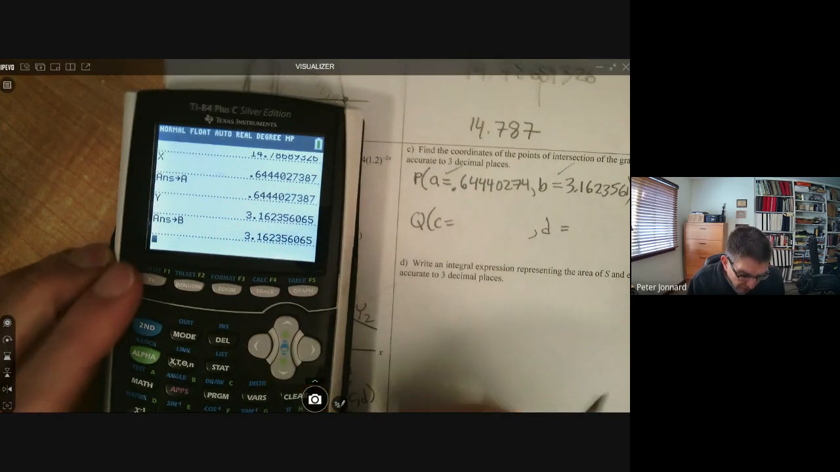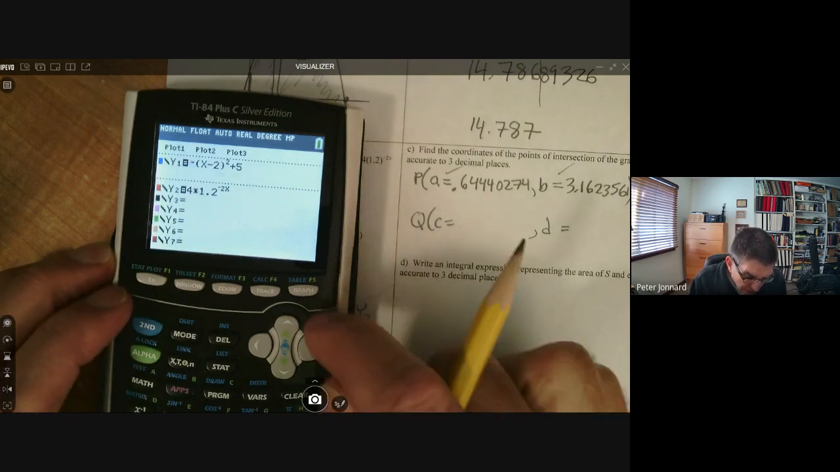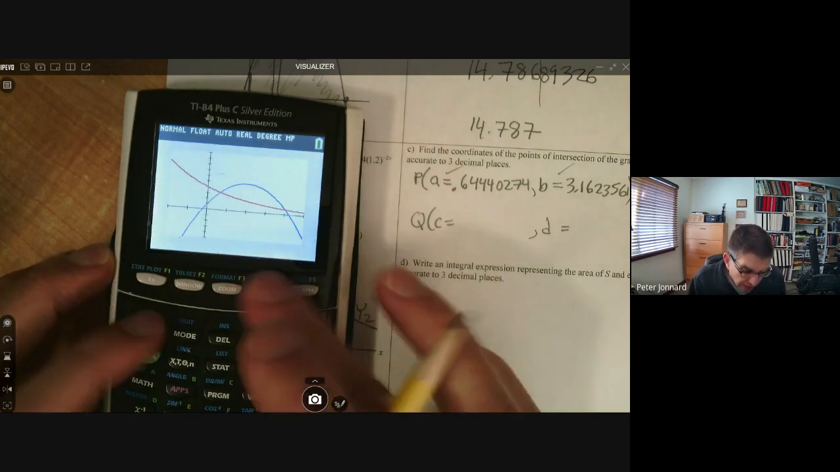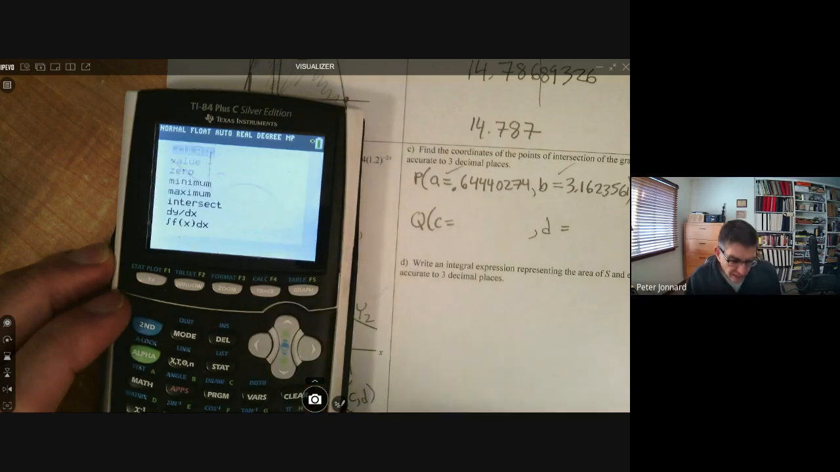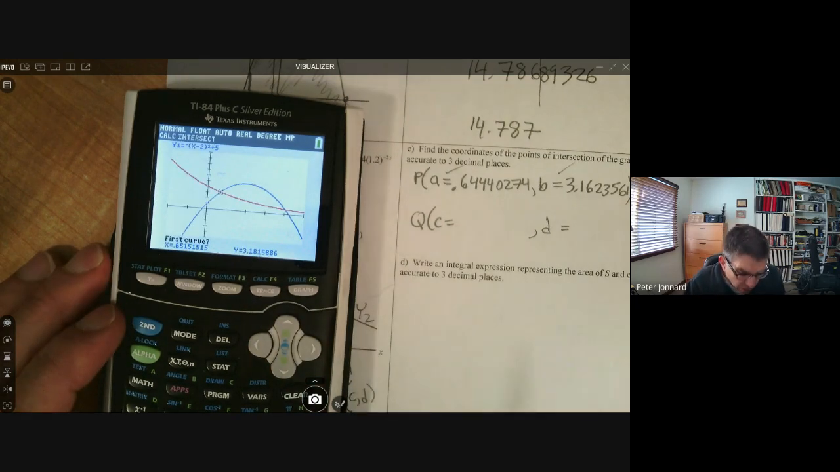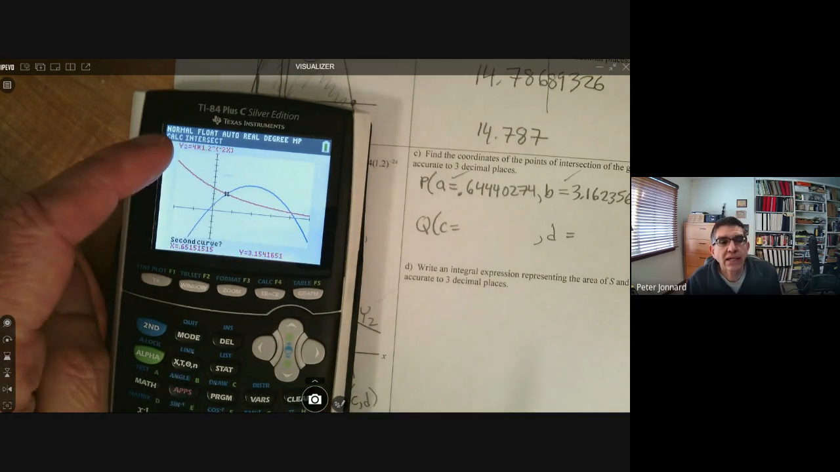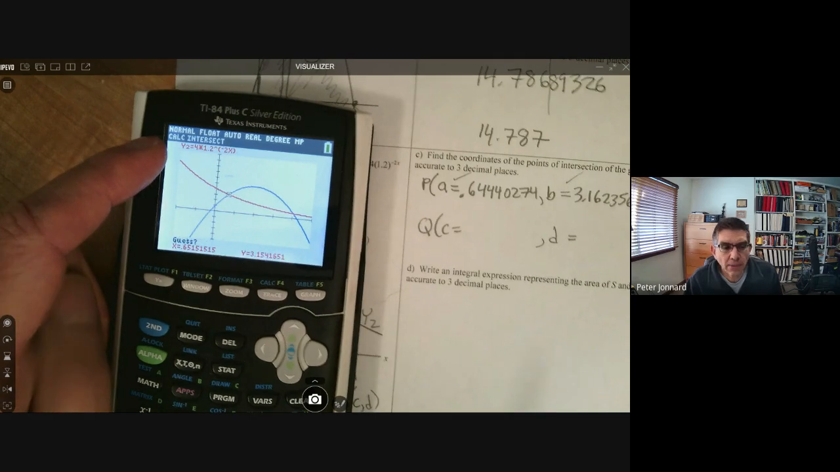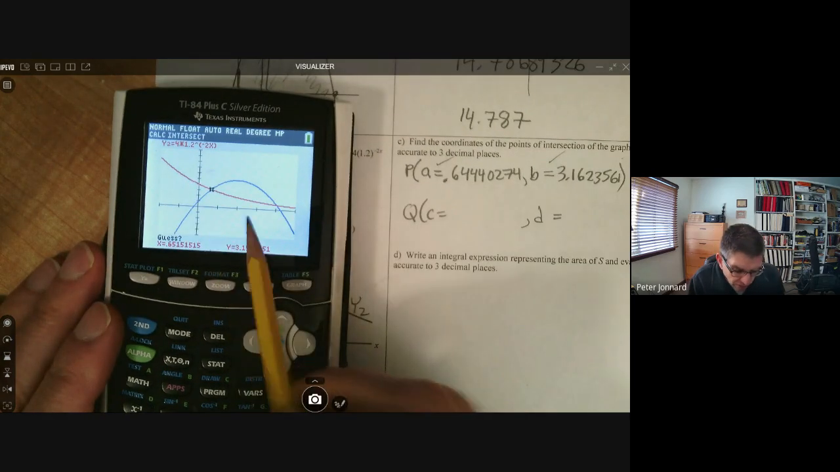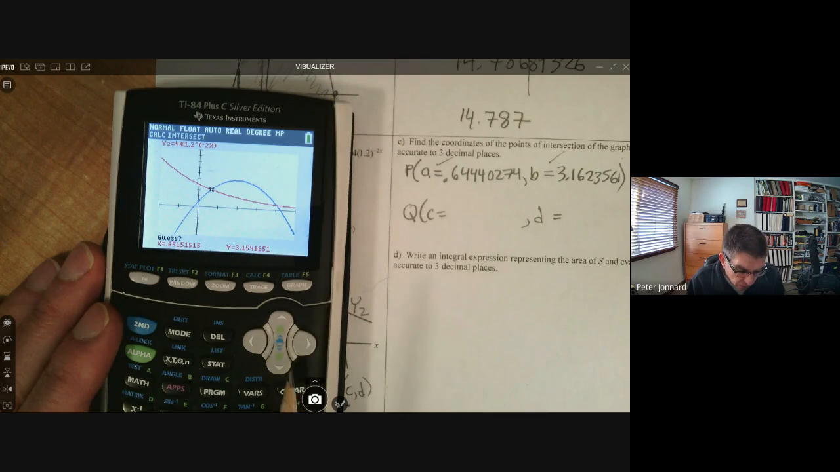So let's go back to the graph. Whoops, I'm sorry. Back to the graph. There it is. And I'm going to do second calc intersect again. So hit the 5. And the first curve is still a blue curve, and the second curve is still a red curve. Okay, but this time it wants a guess. I'm going to tell it 1, 2, 3, 4. So I'm going to tell it a guess of 4.